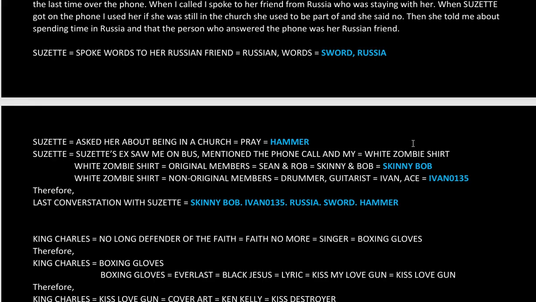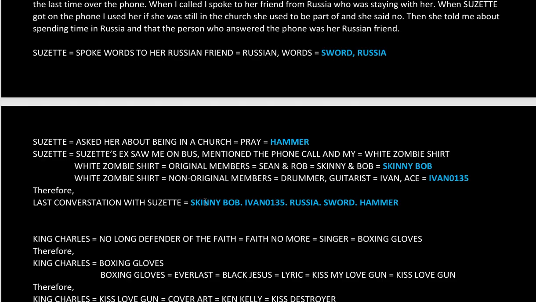Now, at the beginning of the IVAN0135 Skinny Bob video, you'll notice there has been a Russian badge added from a Roger Moore KGB UFO DVD. So this badge from the Roger Moore DVD was added to the Skinny Bob footage. It has an image of a hammer, a sword. It has Russian words, and then the video has Skinny Bob, and it's uploaded under Ivan0135.